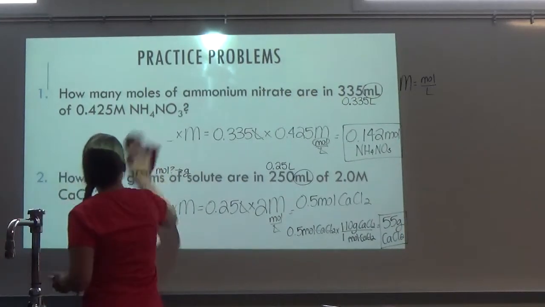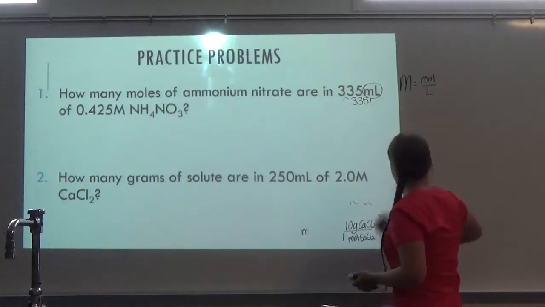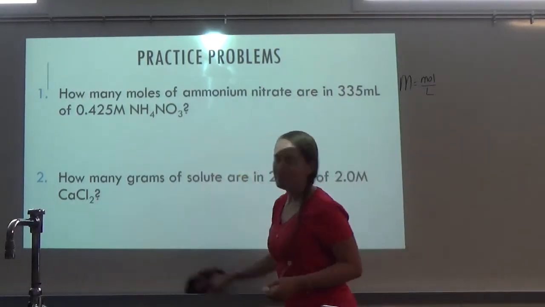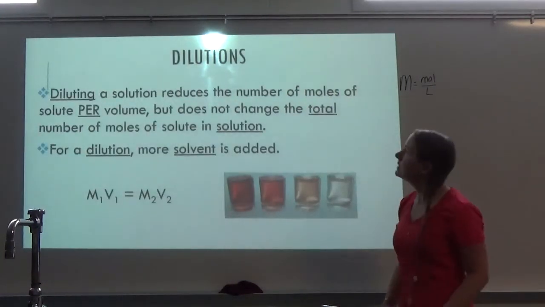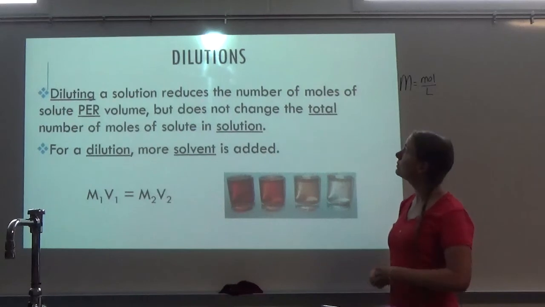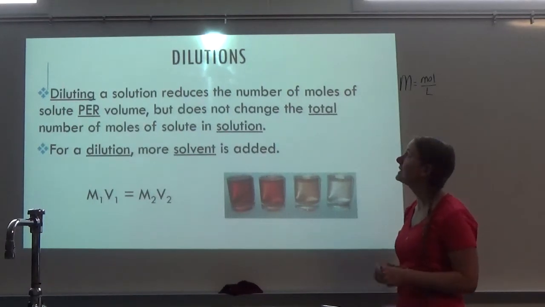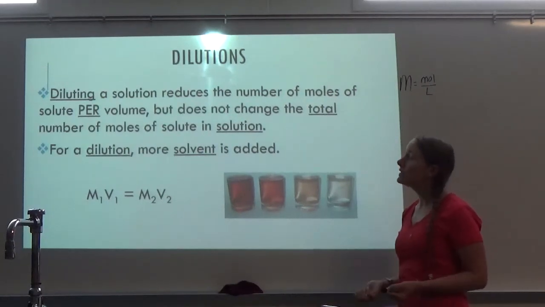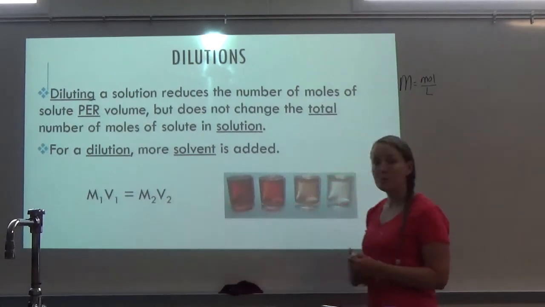Alright, so let's move on to our next formula. So we have this one, molarity equals moles per liter. And so our next one is going to be dilution. So dilutions, diluting a solution reduces the number of moles of solute per volume, but it does not change the total number of moles of solute in solution. For dilution, more solvent is added. And so its formula is M1V1.